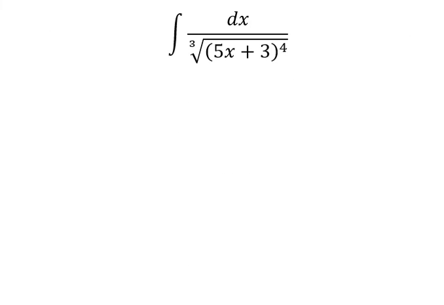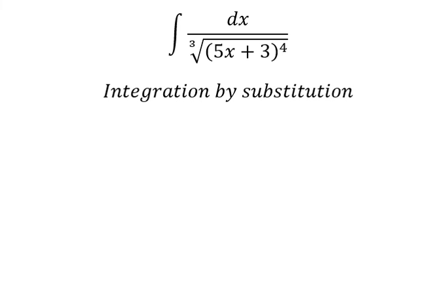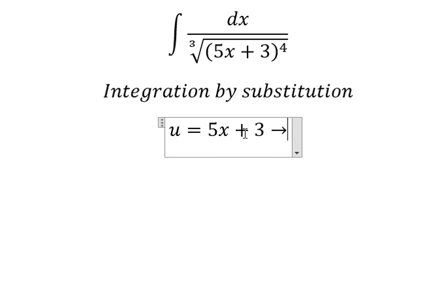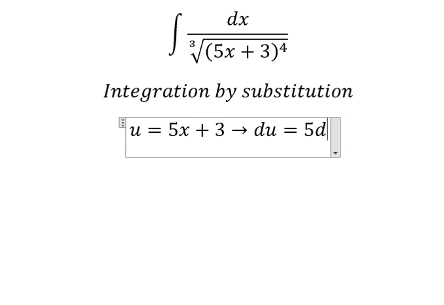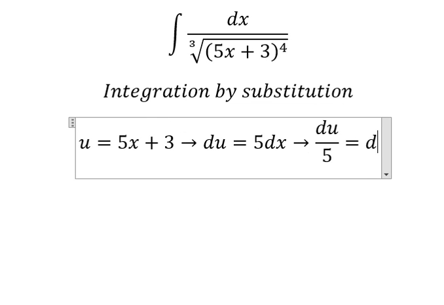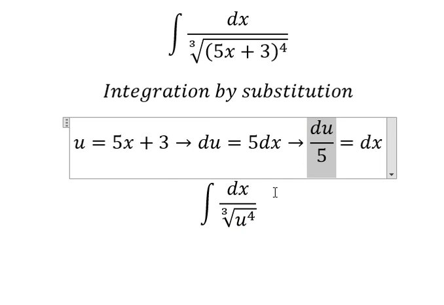Question number 3. We need to use integration by substitution. So we put u equals to this one. Later, we take the first derivative of both sides. Because we don't have the number 5, we need to divide both sides by 5. This one we change by u. The dx we change by this one.